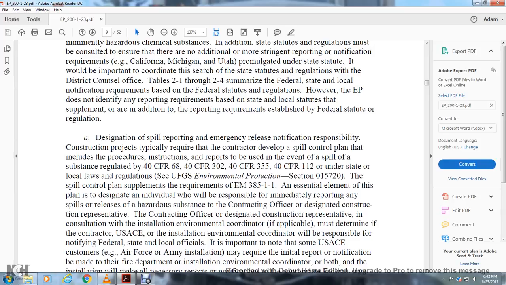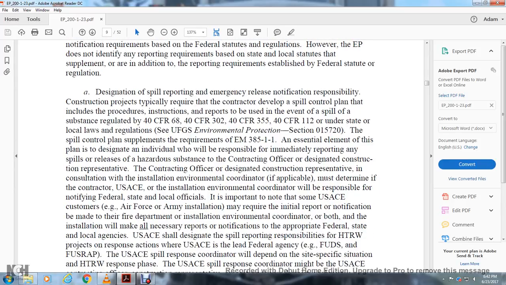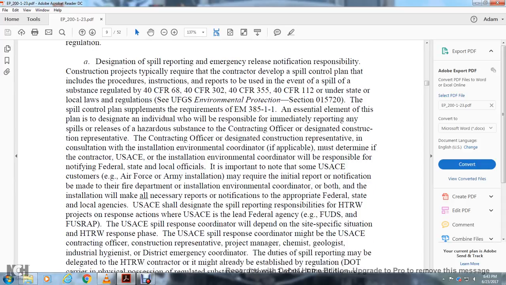It is important to note that USACE customers, including Air Force and Army installations, may require the initial report notification to be made by the Fire Department and the Installation Environmental Coordinator, both of which are necessary to make the notification appropriate to the federal and state law agency. USACE designates spill reporting requirements for hazardous, toxic, and radioactive waste projects, for response actions where USACE is the lead federal agency, or for federally formerly used defense sites and formerly used site remedial action plans.